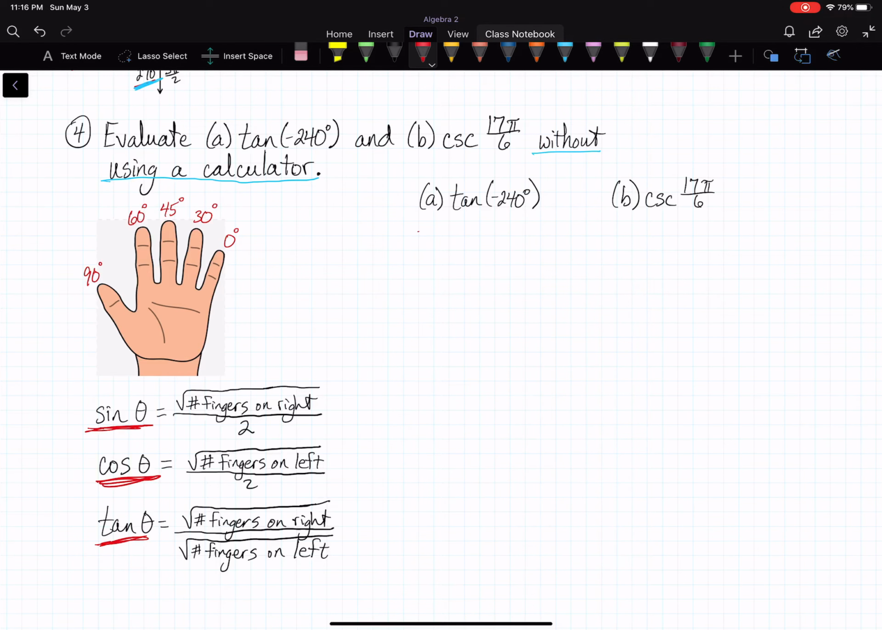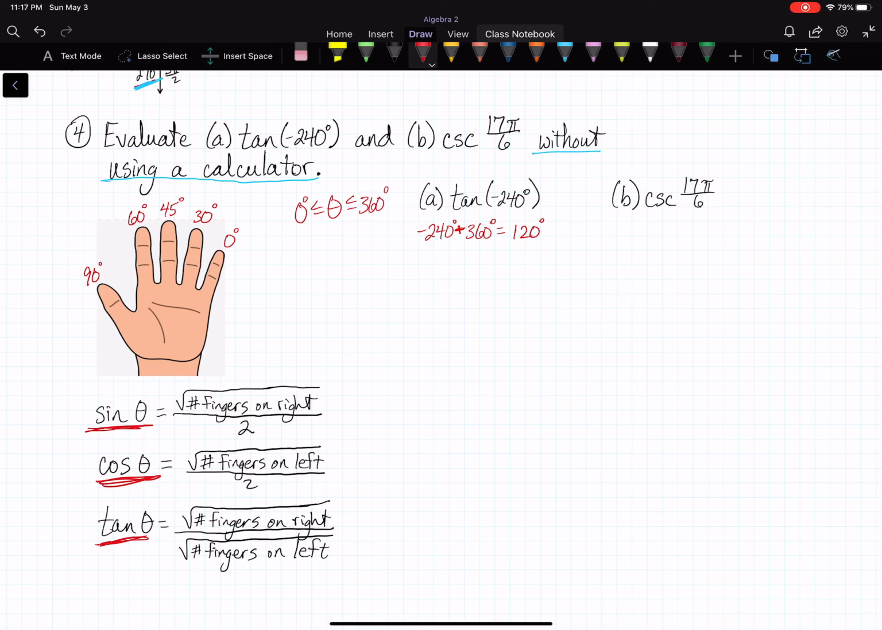Okay, so negative 240 is not between 0 and 360. So we have to find a coterminal angle first that's between 0 and 360. So we're just going to add 360. 360 minus 240 is 120 degrees. That's our first step. Get an angle between 0 and 360. You have to do that before you get your reference angle. Okay, so theta has to be between 0 and 360 degrees.